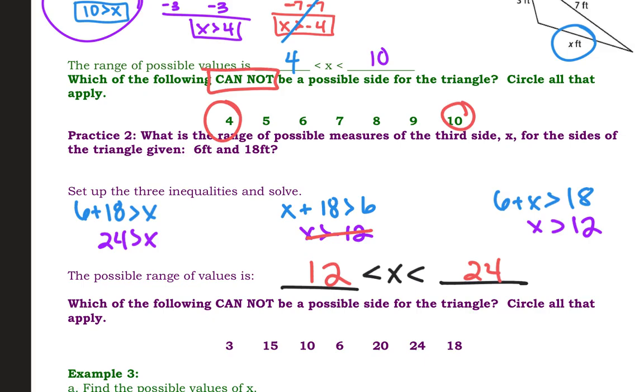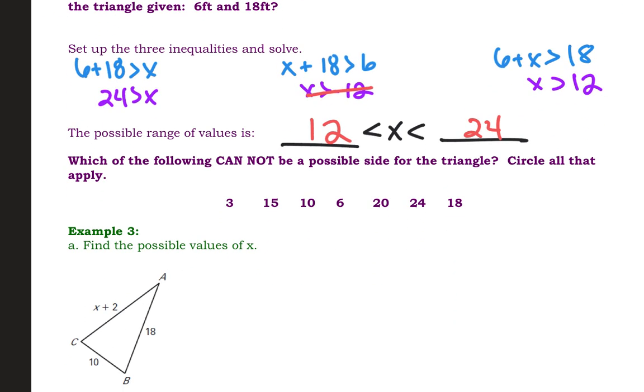All right, which ones cannot be a possible measurement for that third side? 3. It can't be 3. 10 and 6? 24. Could it be 20? Yes. 18, and then 15. Good.